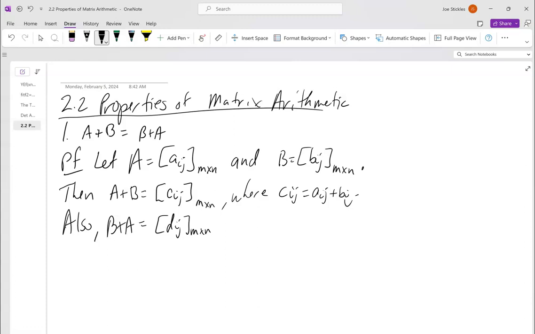I'll give it a name to start with. How is our d sub ij going to be defined here in terms of our original matrices? So in this case, we're doing B plus A. So what should we have for our general entry now? Yeah, because again, we match up entries and add them together, right?